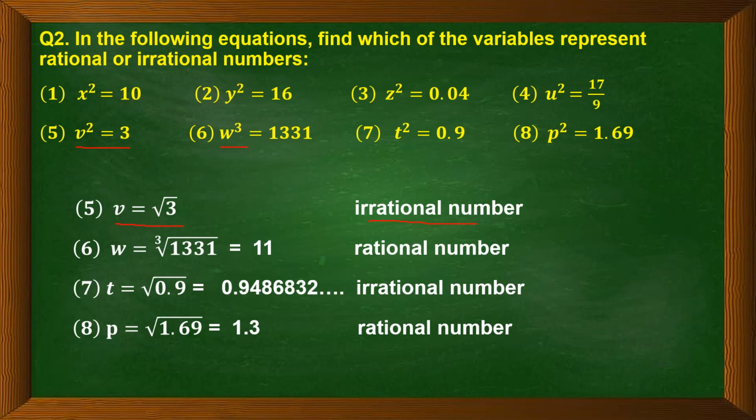Now w cube is 1331. So we can say w is cube root of 1331. Now 1331 is a cube number of 11. So cube root of 1331 is 11, which is a rational number.